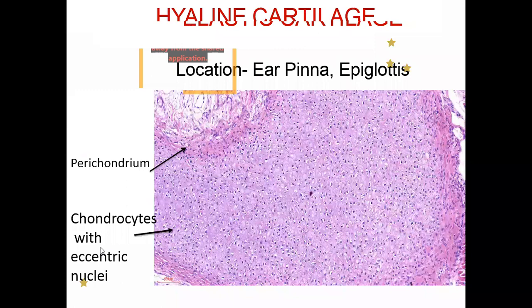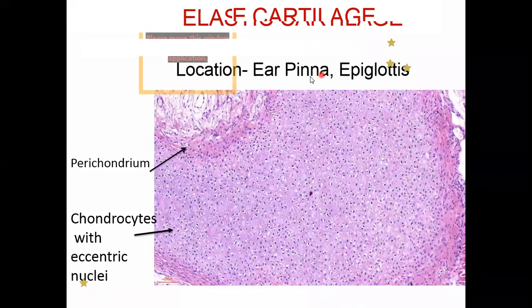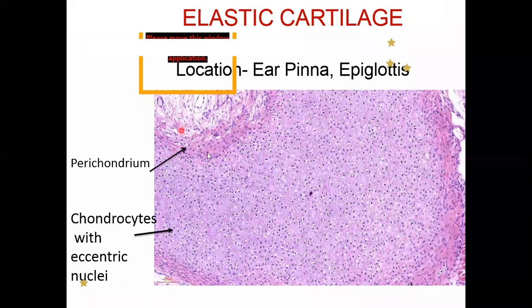Next is elastic cartilage. For elastic cartilage, the location: remember, ear pinna and epiglottis. Ear pinna and epiglottis. Also a slide for your exam. Here in the histology, again it has perichondrium. We have chondrocytes with eccentric nuclei. So this is an elastic cartilage.